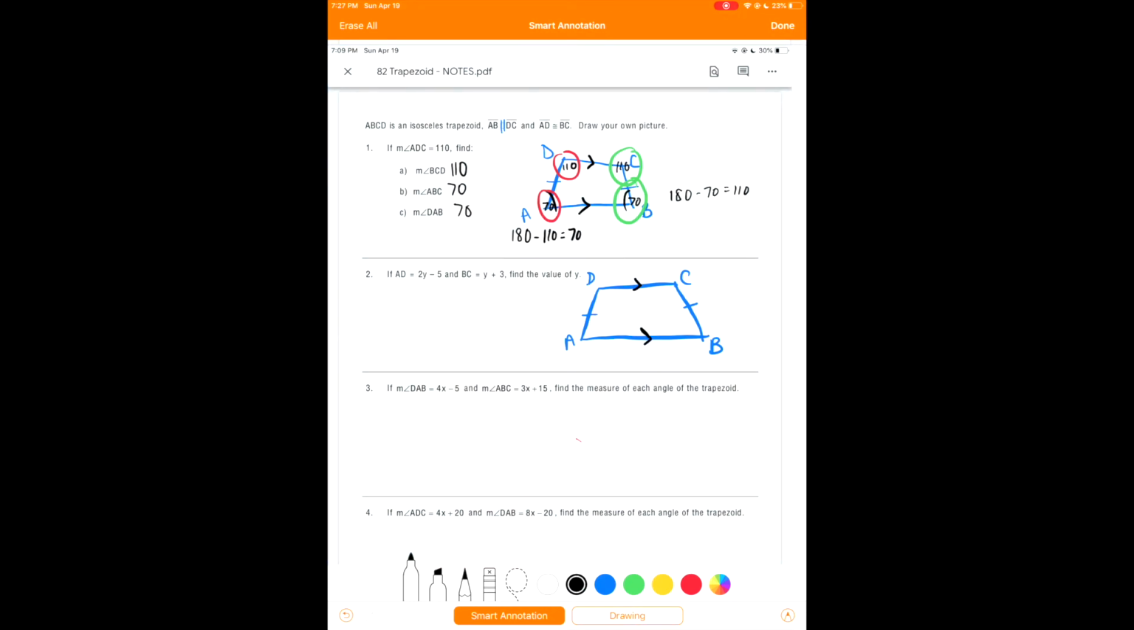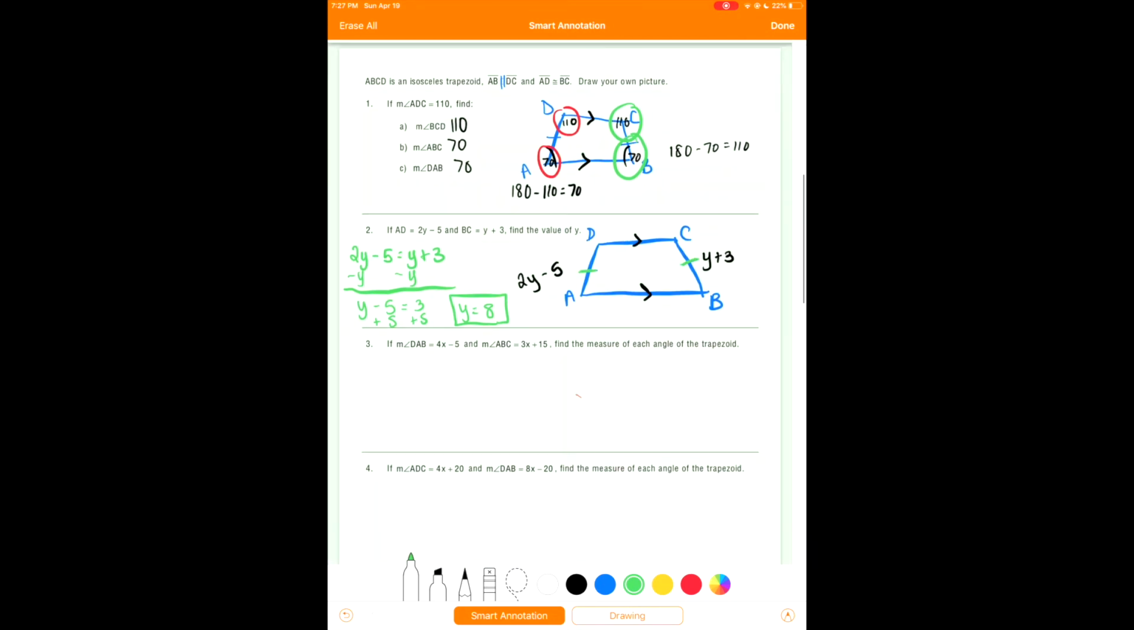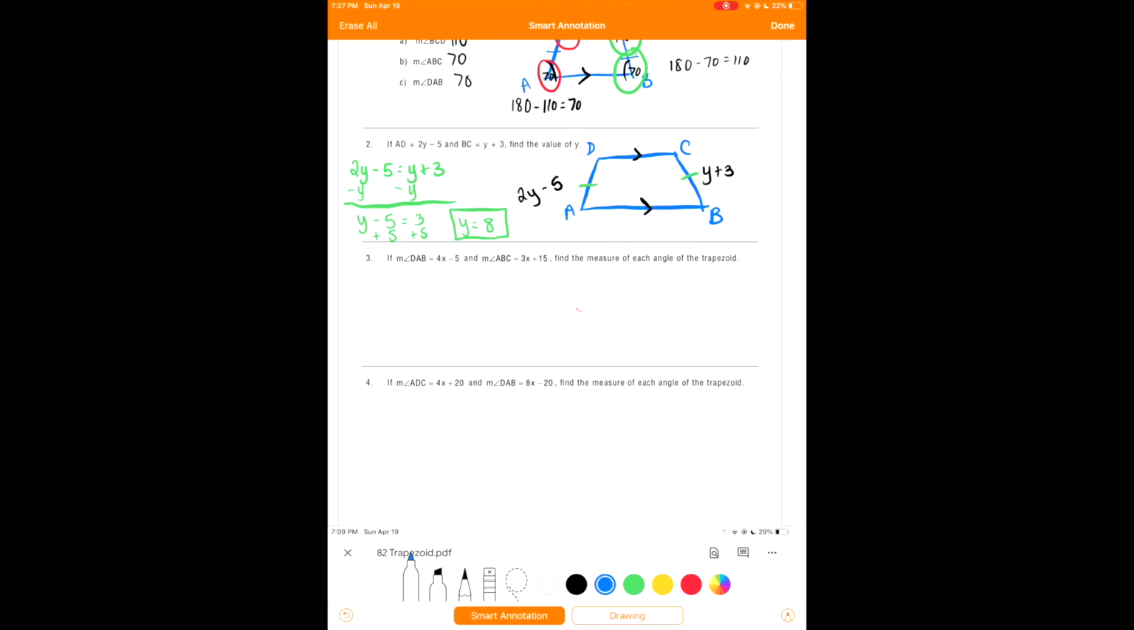AD equals 2y minus 5, and BC equals y plus 3. Find the value of y. I know those two sides are congruent, so I'm setting those equal to each other, and I'm solving for y. So I got 8 for my y there. And remember, this symbol here means congruent, or the same. Same picture I'm going to redraw again for this problem.